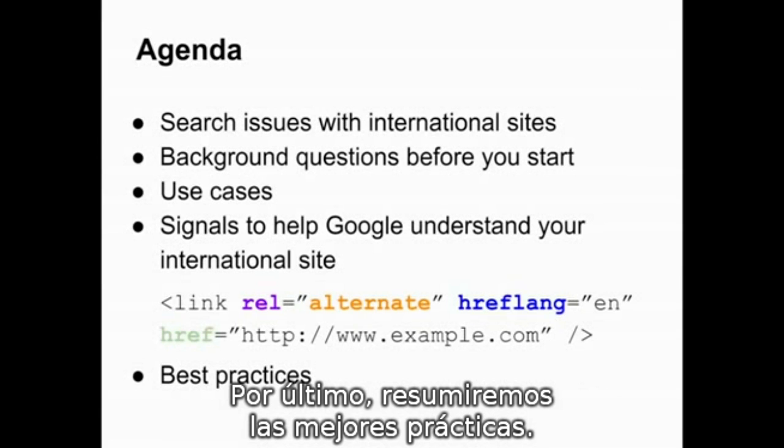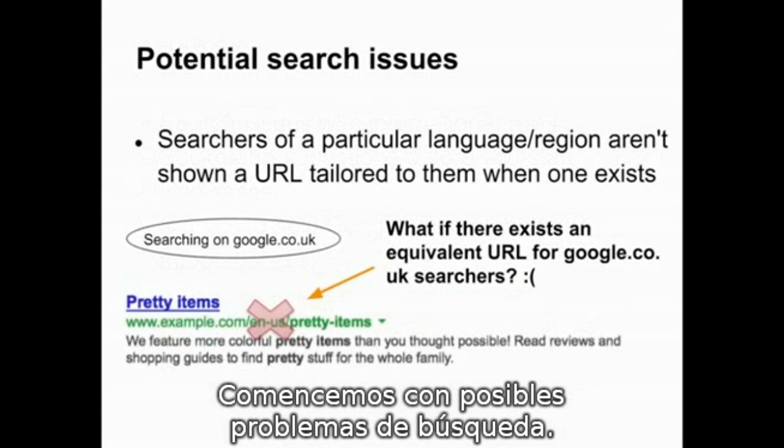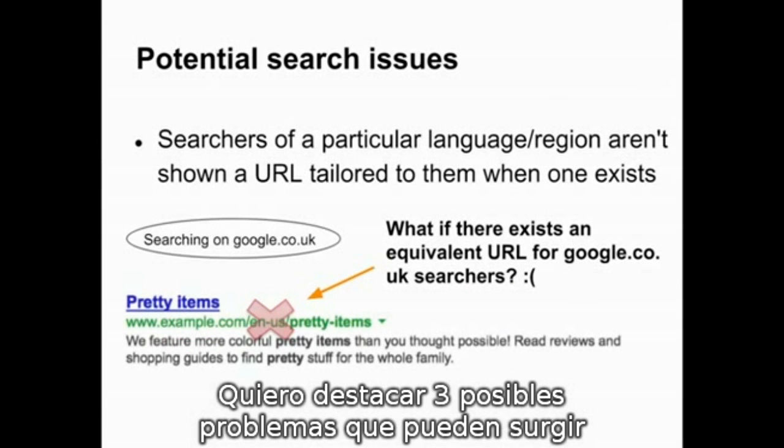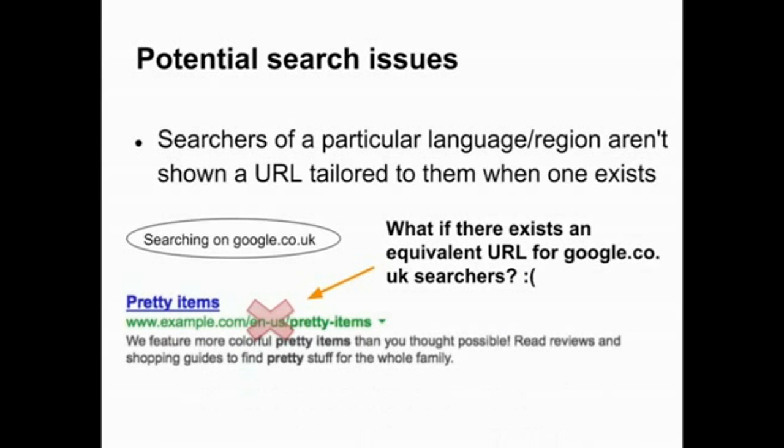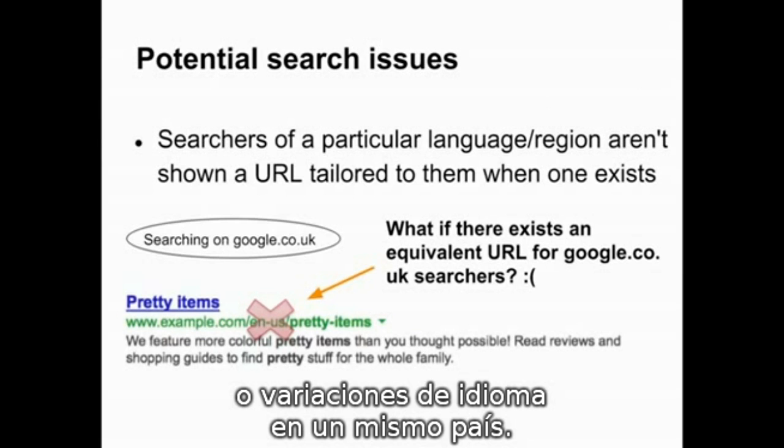Finally, we'll wrap up with best practices. Let's begin with potential search issues. I like to highlight three potential issues that are more easily triggered as a webmaster expands their site to new languages or country-based language variations.